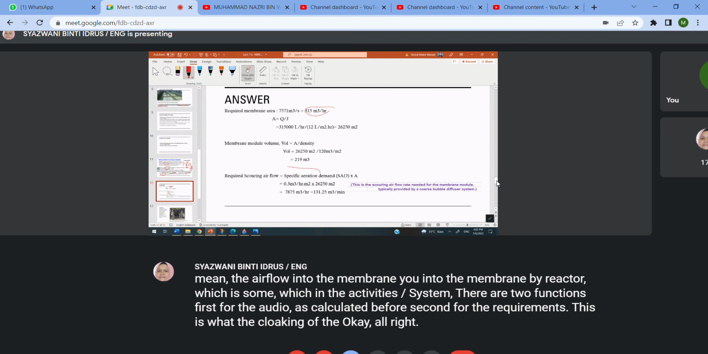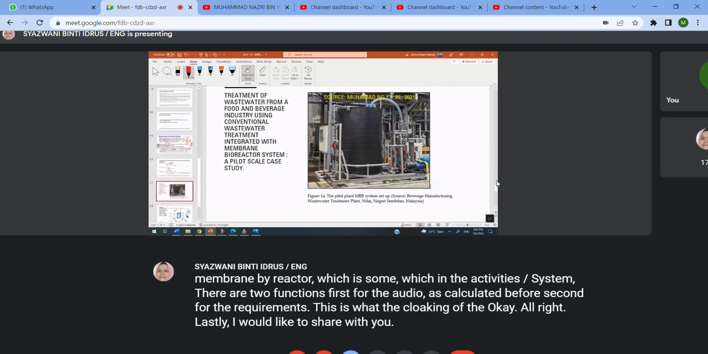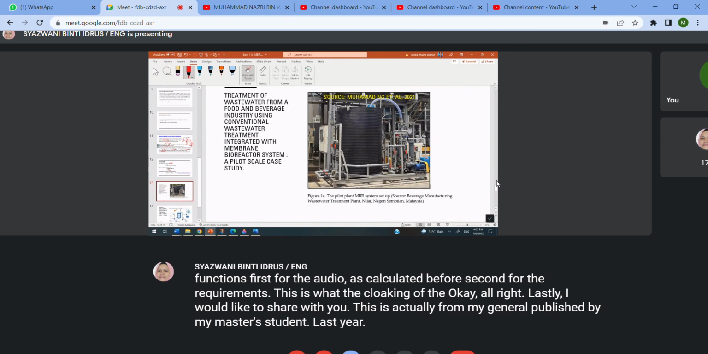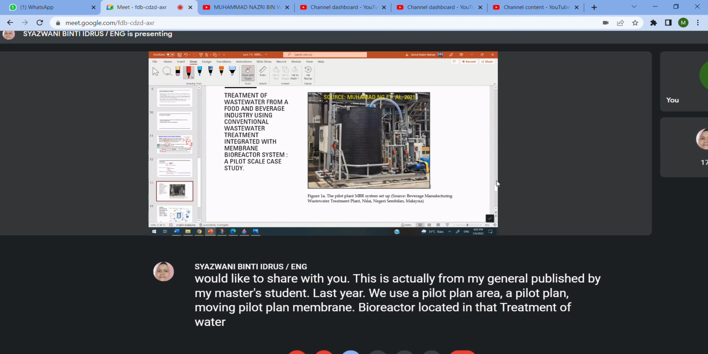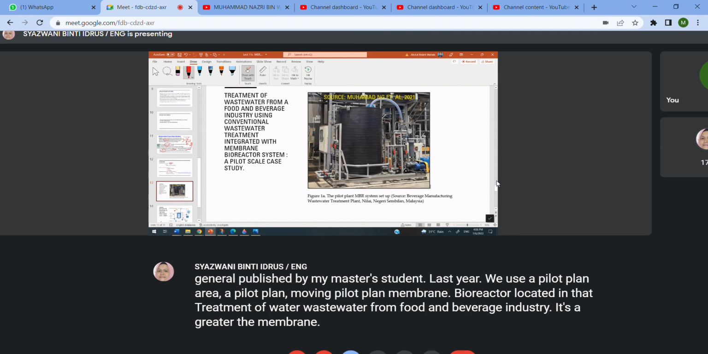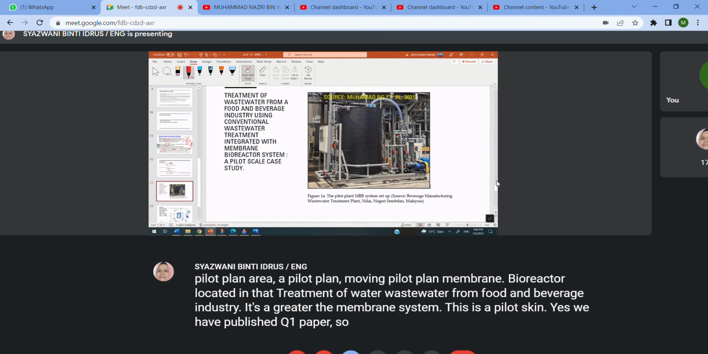Lastly, I would like to share with you something from a journal paper published by my master student last year. We used a pilot plant membrane bioreactor located in Ilan, Negeri Sembilan. This is a treatment of wastewater from a food and beverage industry integrated with the membrane bioreactor system. This is a pilot scale. We have published a Q1 paper to see the performance at a pilot scale level.